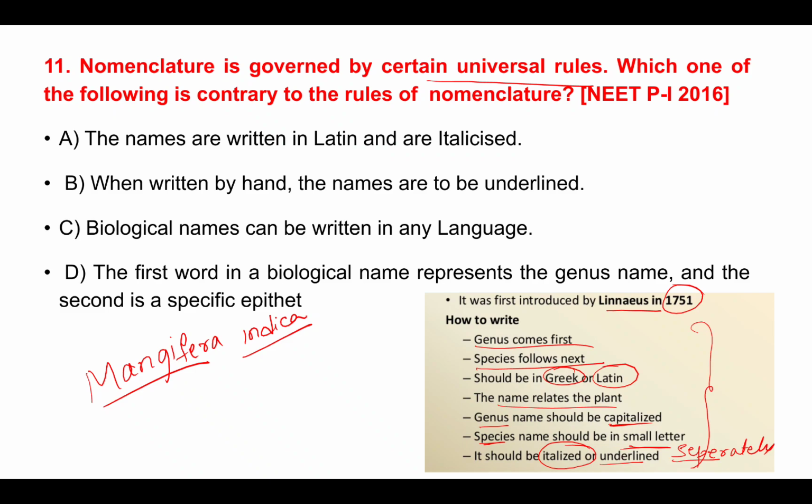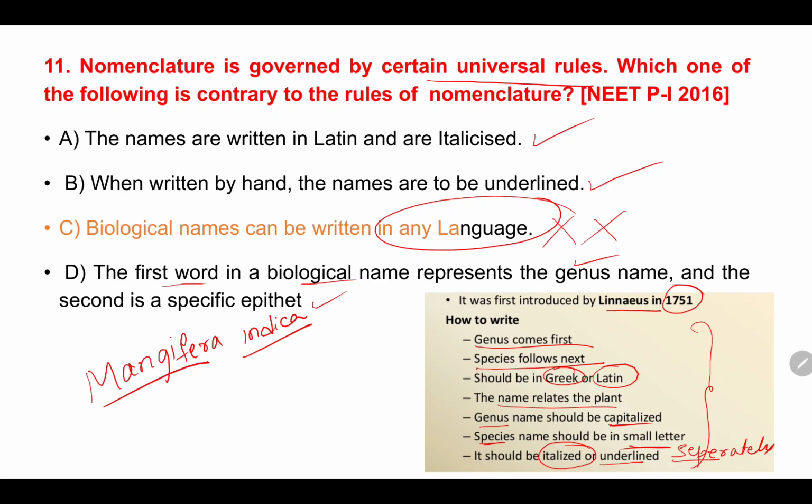Let us move to the options now. The names are written in Latin and they are italicized. Yes, it is true. When written by hand, the names are to be underlined separately. Yes. Biological names can be written in any language. This is false, so this is an incorrect statement. Let's go for option D. The first word represents the genus and the second is the specific epithet. Yes, true. Now, the correct option is option C.